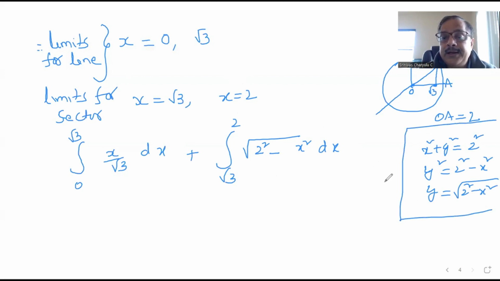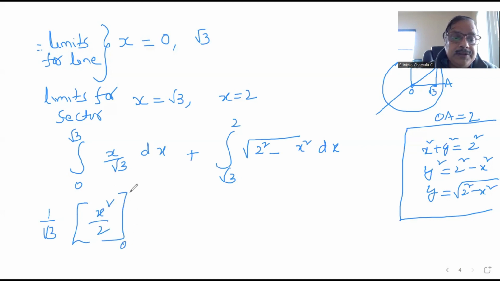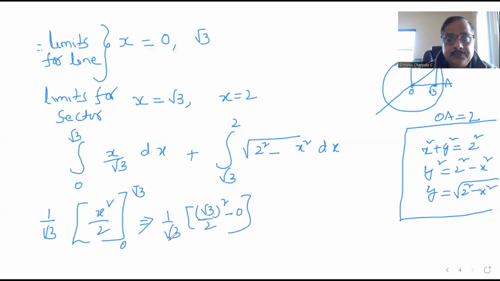So now we have to integrate both equations. In the first one, you see 1 by root 3. This root 3 we take out. So this will become x square by 2 between 0 to root 3. So this will become 1 by root 3 into root 3 whole square by 2 minus 0.